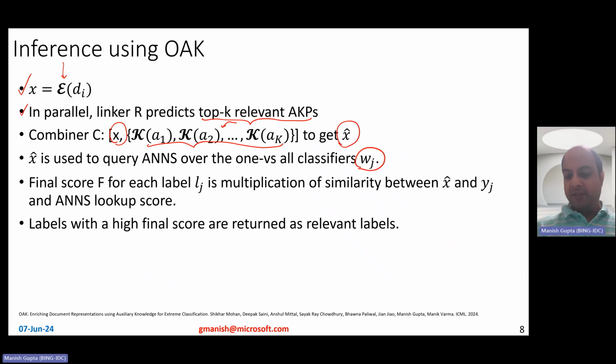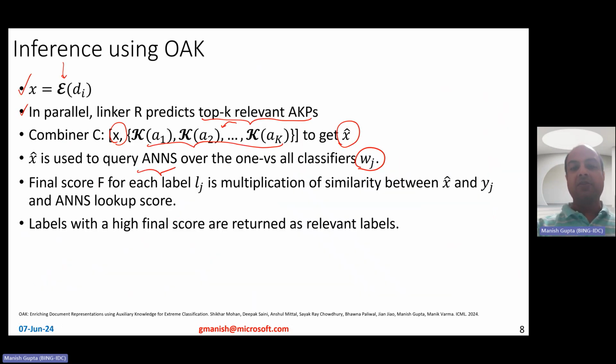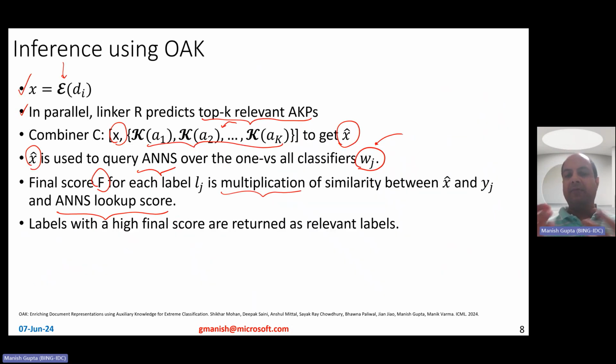Your classifiers trained in the OAK fine-tuning stage, these WJs, are stored in an approximate nearest neighbor search index. You take your X hat and query the approximate nearest neighbor search index to get the nearest classifiers WJ. That gives you the candidate labels. The final score F is computed as a fusion, a simple multiplication, of the similarity between X hat and YJ, and the ANNS lookup score: the encoder similarity and the classifier similarity. At the end, you return those labels which have a high final score.